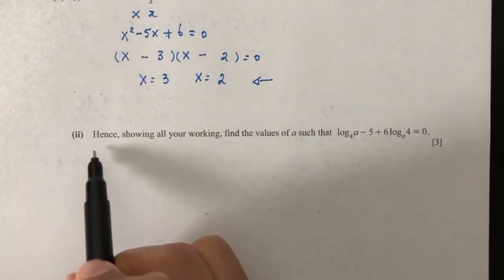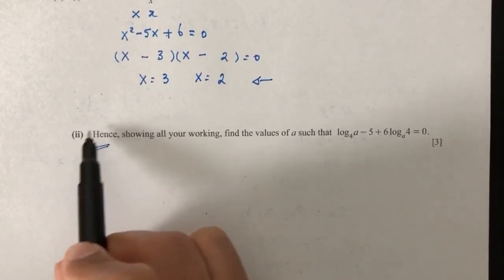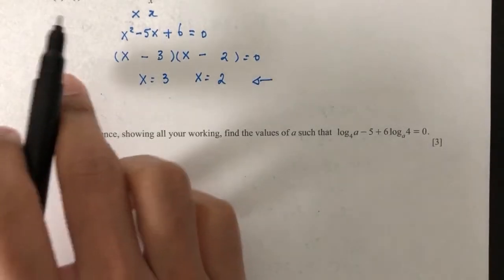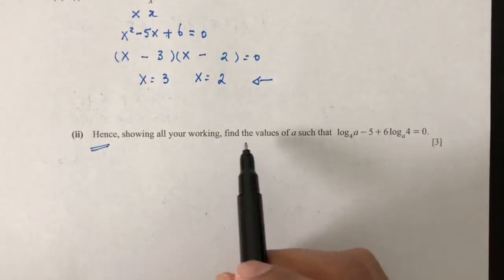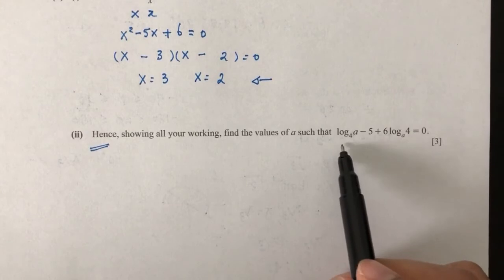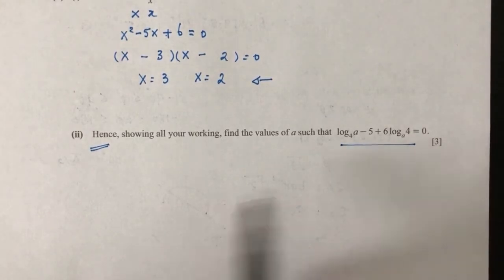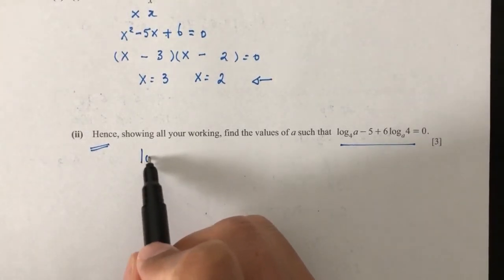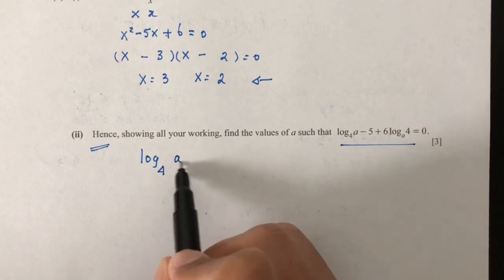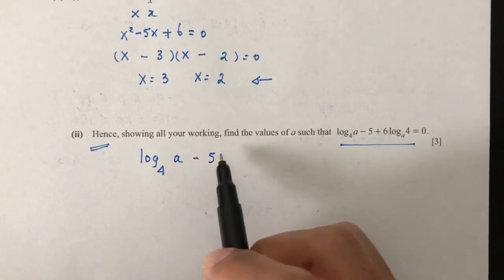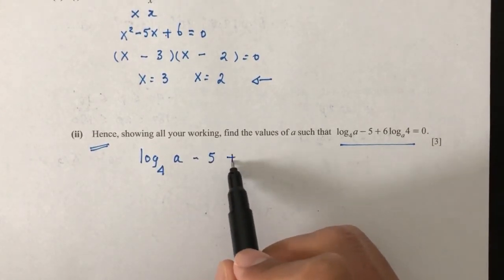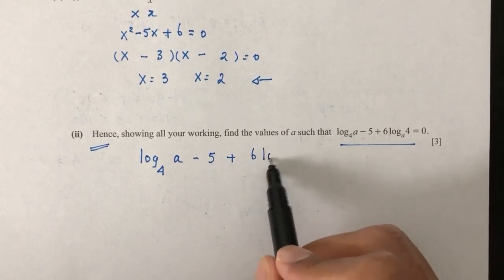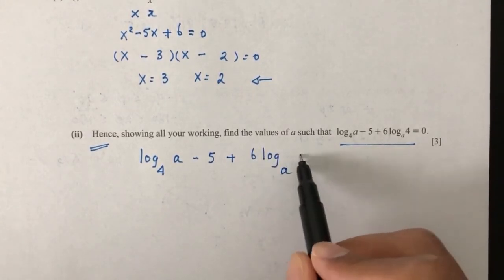Now it says hence. When you say hence, we have to use the answer from part 1. Show all your working to find the value of a for this equation. So here let's check. We have log 4a minus 5 plus 6 log a of 4.